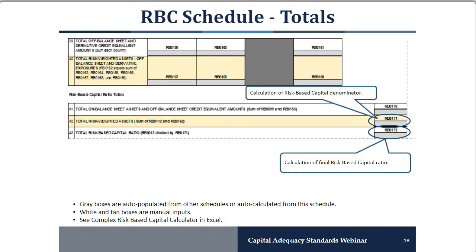This slide sums up totals and calculates the results. Line 42 calculates total risk-weighted assets, also called the RBC denominator. Line 43 calculates the final RBC ratio. We will be providing a template of this form on the RBC resources page, and it was also included with the resources for this webinar.